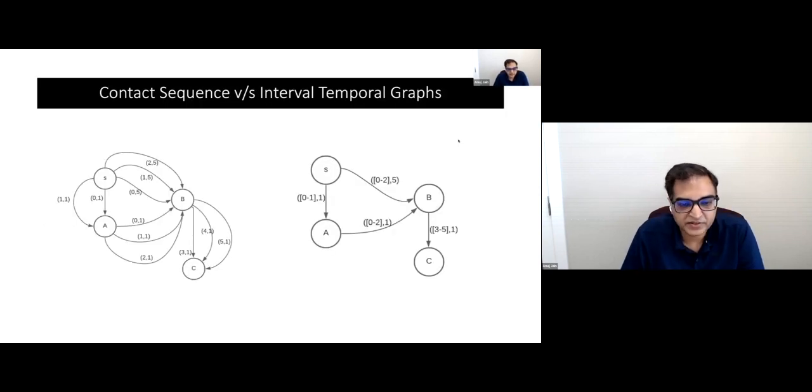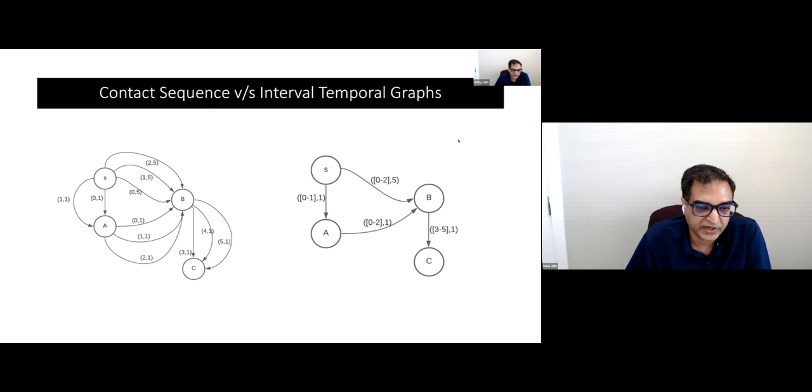Some popular representations of temporal graphs: here I show the contact sequence temporal graph versus the interval temporal graph. The one on the left-hand side is a contact sequence temporal graph. This is a special case of the interval temporal graph when time is discrete. If the interval durations for availability of an edge between two vertices are large, then the number of edges in the contact sequence can be very large. They can explode. We also show that some problems are NP-hard in the interval temporal representation, but polynomial in the contact sequence, just because the size of the input is very large.